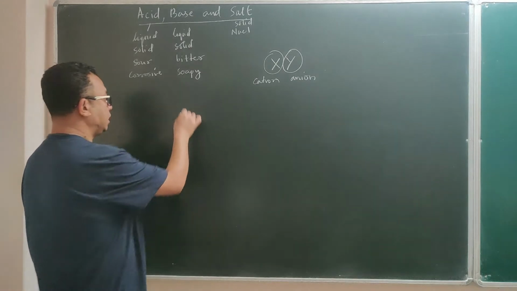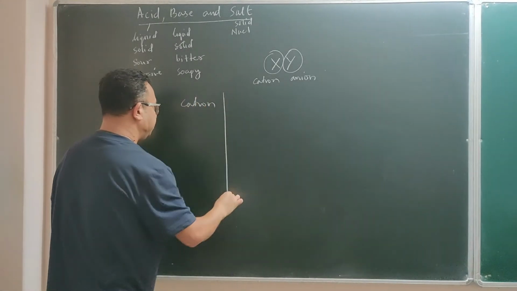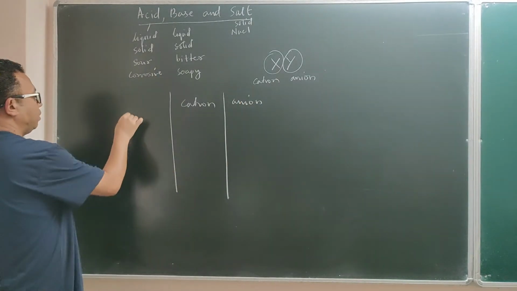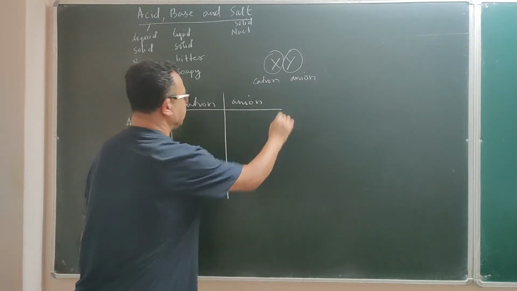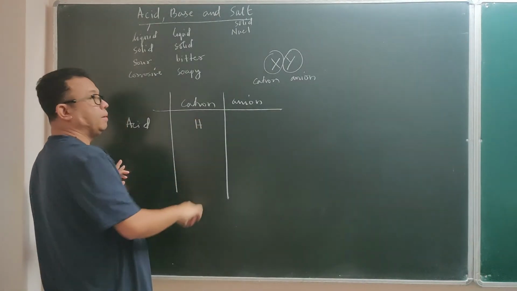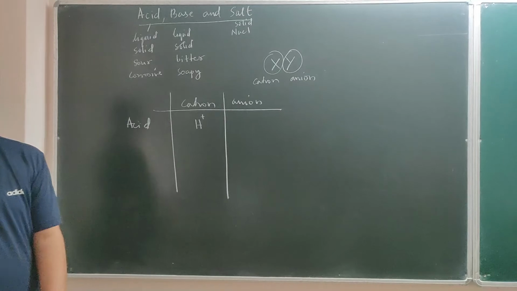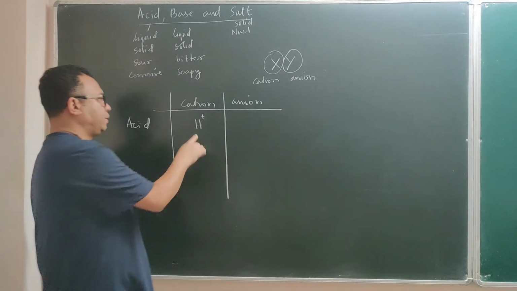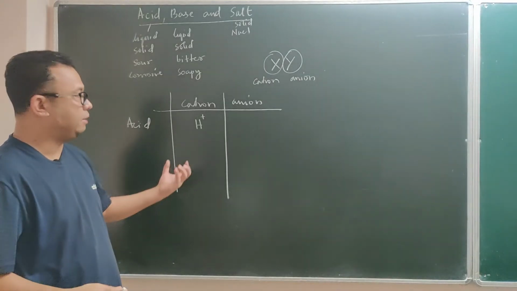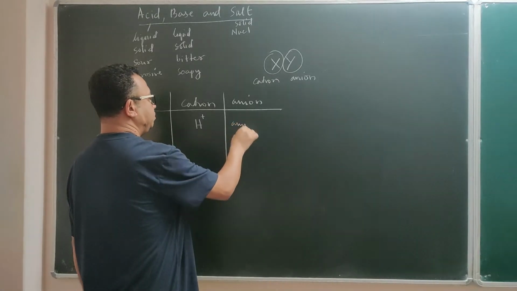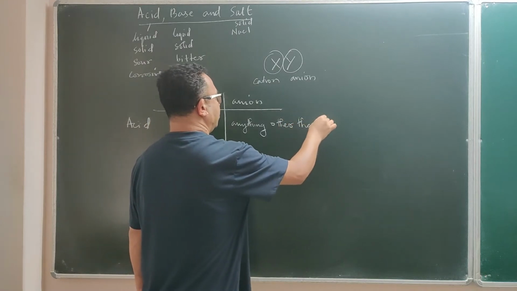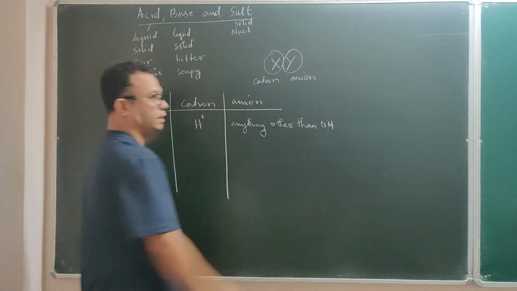Then I am making a chart of cation and anion. If a compound is an acid, every time the cationic part of an acid will be hydrogen ion. If the cation is hydrogen, the anion can be anything other than OH. Only OH should not be there, or else if H and OH are there, then it becomes water, and water is not an acid.